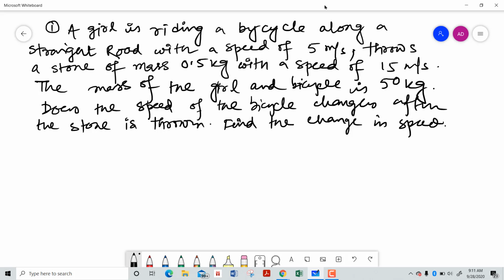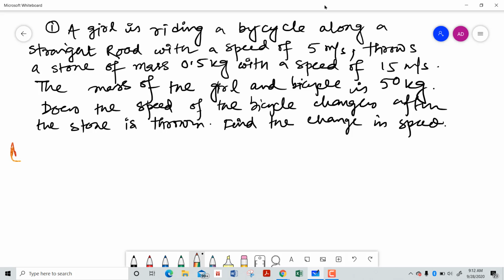Because when you are holding the stone, there is one momentum, that's your initial, and when you throw it, that will be your final momentum. Now let's calculate it. In this case, a girl is riding a bicycle in a straight line. It has a speed of 5 meters per second, right?